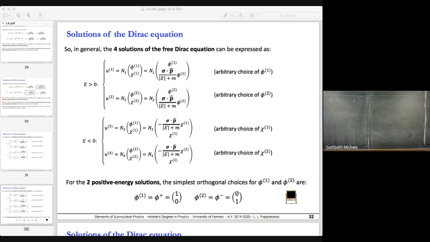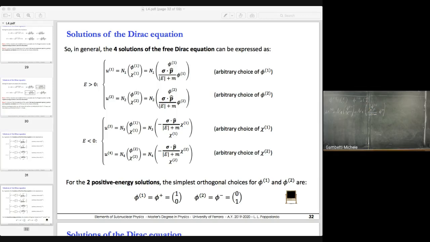So this is our choice for this set of solutions. Let's now derive the full solution. So U1 is the first four-component solution with positive energy. It is given by N1, phi 1, chi 1. That is N1, and then we have phi 1 and sigma·P phi 1 divided by E plus M. This is what we find in the slide.